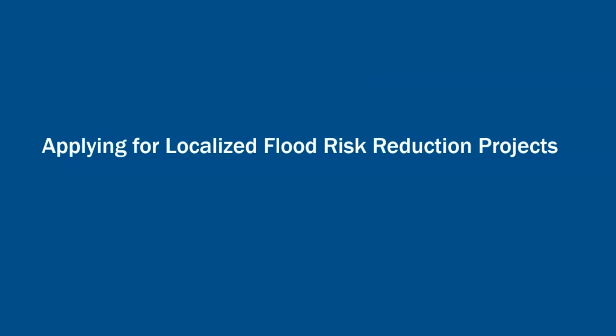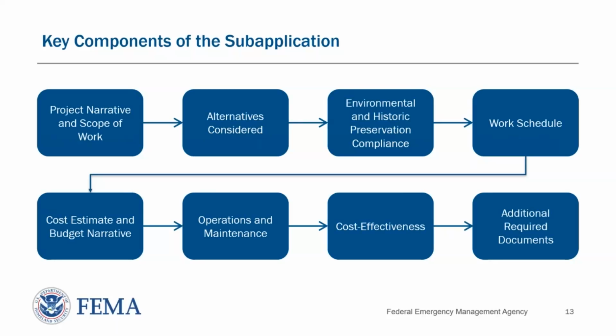Now let's walk through how to apply for localized flood risk reduction projects. Let's start with an overview of key components of the sub-application. Then we'll provide specific information and examples for each section of the sub-application, and we'll conclude the webinar by providing a list of available resources for developing a complete FMA localized flood risk reduction application. Each sub-application must contain the minimum sub-application requirements.